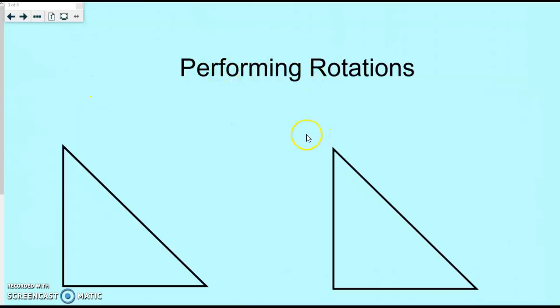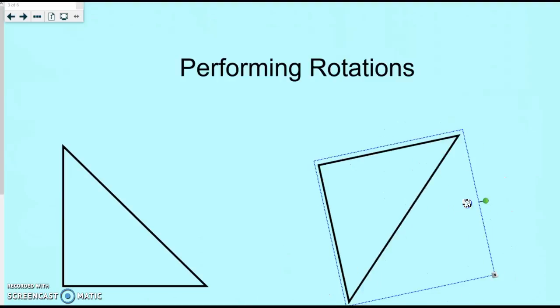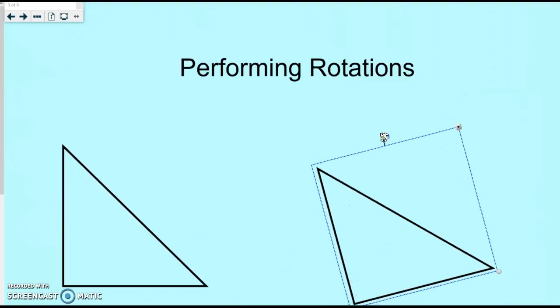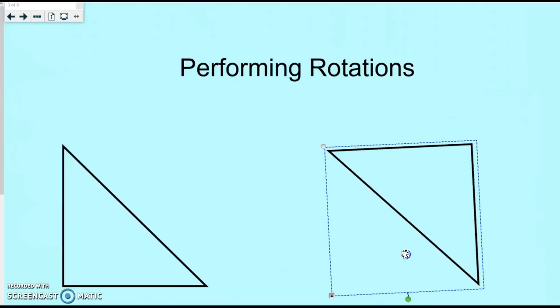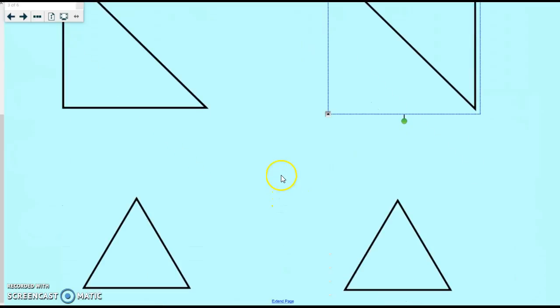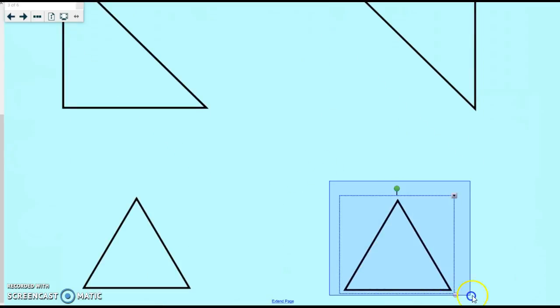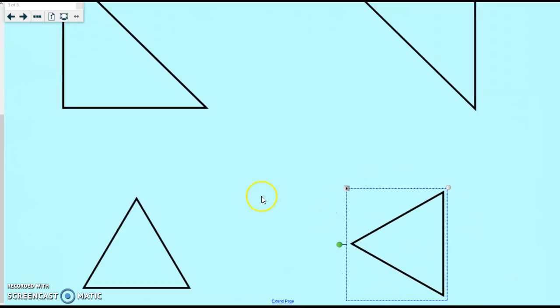So to start, we'll work with rotations. Our first figure here, we have a triangle, and over here I have a mirror image of it. So a rotation would be spinning this figure clockwise or counterclockwise. So here I'll perform a clockwise rotation of 180 degrees, which flips the figure completely upside down. Here we have another triangle in which you can rotate counterclockwise 90 degrees, and that's how the figure will look with the rotation.